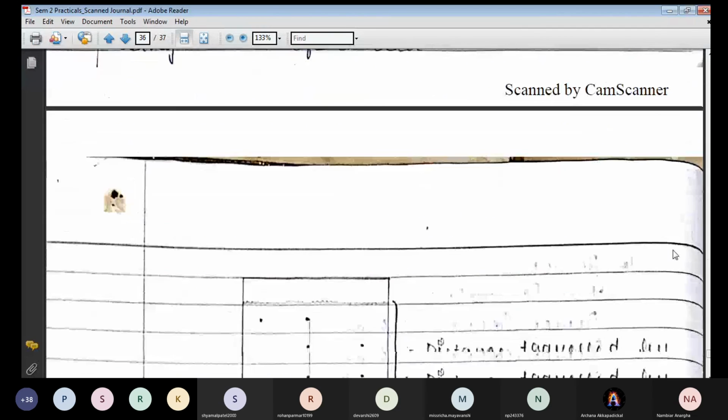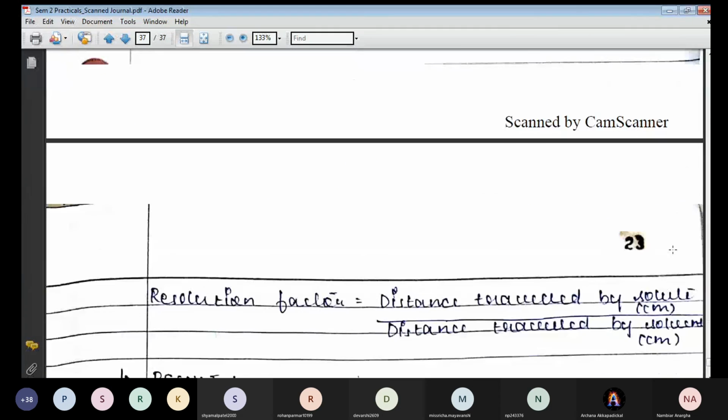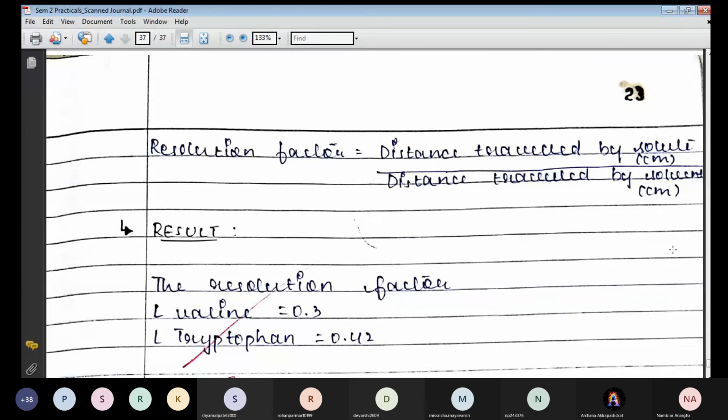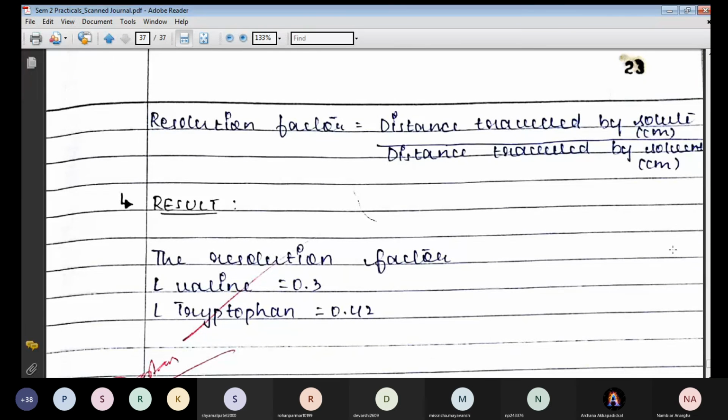So in this case, you can see the RF value is very low, which indicates that it has more affinity towards the stationary phase than the mobile phase. See, the RF values are very low. That means it has more affinity towards the stationary phase.